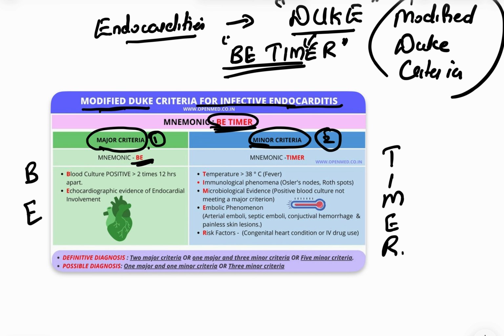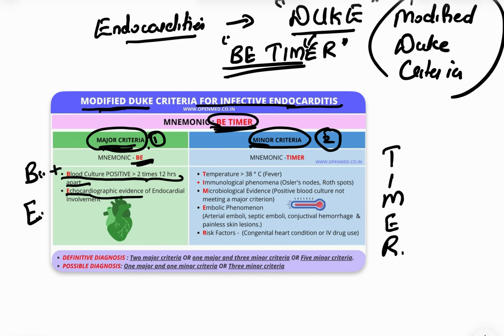In the major criteria, B is for blood culture positive more than 2 times, 12 hours apart. If you do a blood culture for a patient and it comes up positive more than 2 times in 12 hours, that is positive for endocarditis. And then E is echocardiography. So major criteria BE is blood culture and echocardiography.